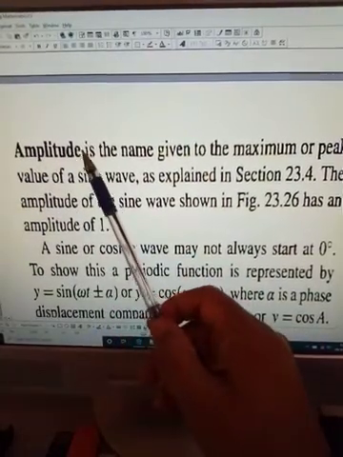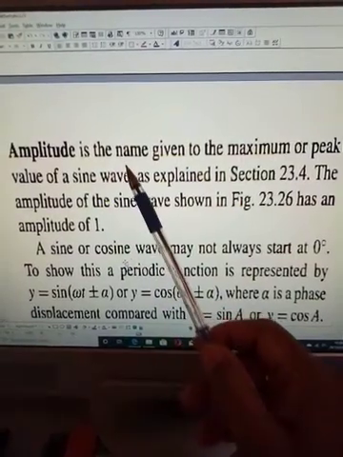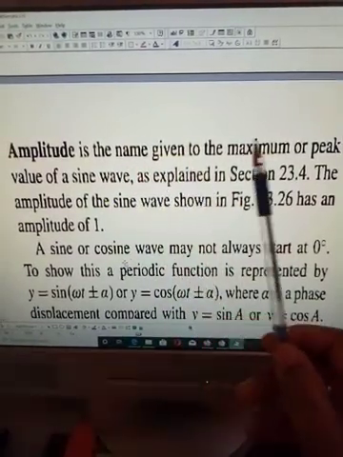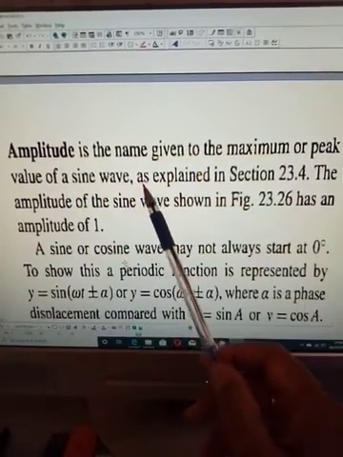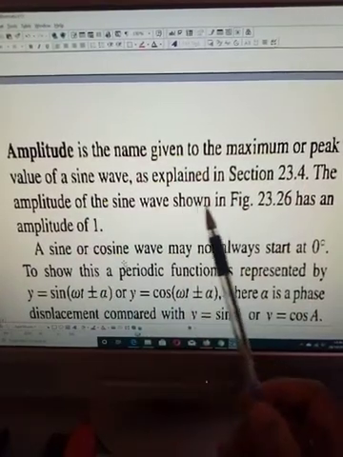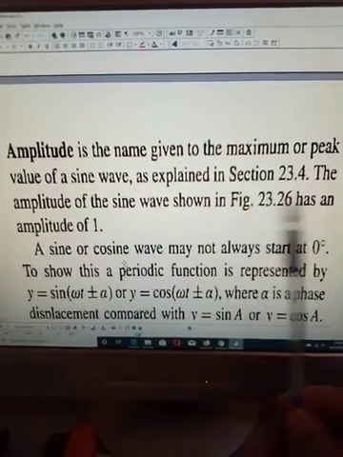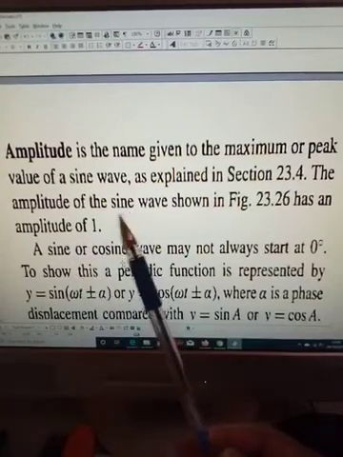Now amplitude is the name given to the maximum or peak value of a sine wave. As explained in section 23.4, the sine wave shown in figure 23.26 has an amplitude of 1. So we're using 1 as our remit.